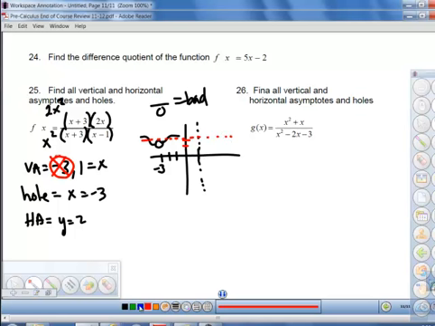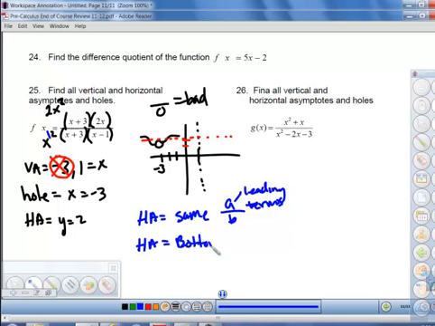Now, when it comes to horizontal asymptotes, this is how it works. If the degrees are the same, then it's going to be the fraction of the leading terms, a over b, so it's the coefficients. Now, if the bottom is bigger, let's say that this was a 12 or something, if the bottom has the bigger degree, then your horizontal asymptote is just going to be when y equals 0. So it's just going to be at 0.